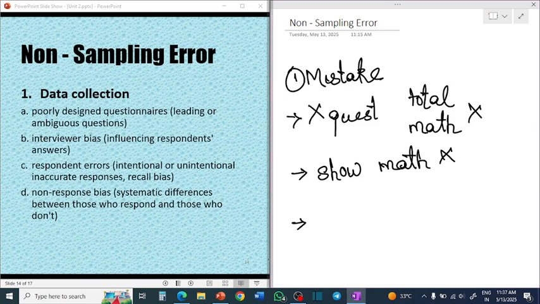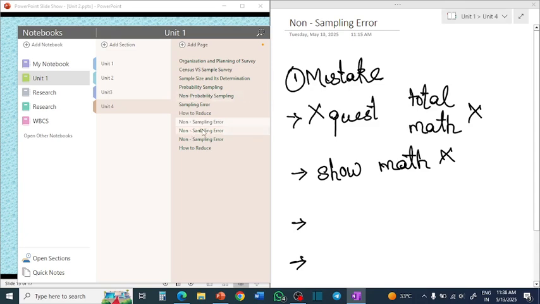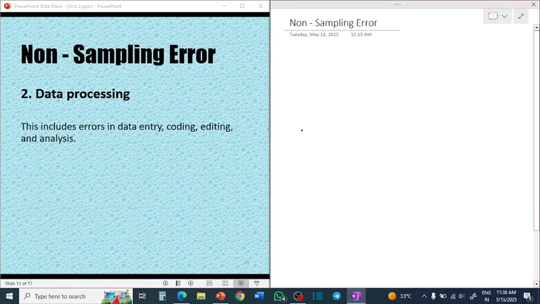And last one is non-response bias. Non-response bias is what? They will not give out any response. They will just leave the questions and then give you back the questionnaire. And in this way, you will not be able to collect data in a correct way and give the answers to the research questions. If we move on to the next non-sampling error, it is of data processing.